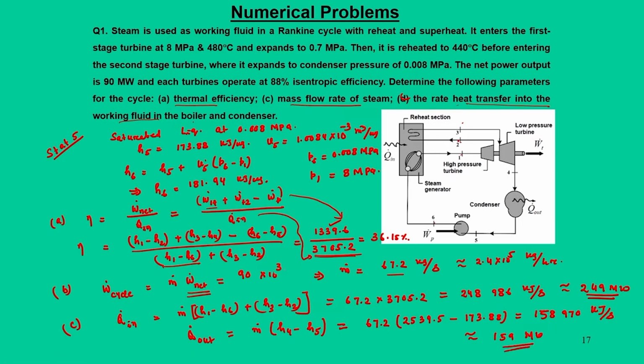So, a summary that we can make is that we have supplied 249 megawatt of energy to produce the work of 90 megawatt, and in the heat rejection process we have rejected 159 megawatt. So, this process leads to an overall efficiency of about 36%. This is a realistic scenario for a steam power plant that operates with reheat and superheat mechanism. So, with this I conclude. Thank you for your attention.